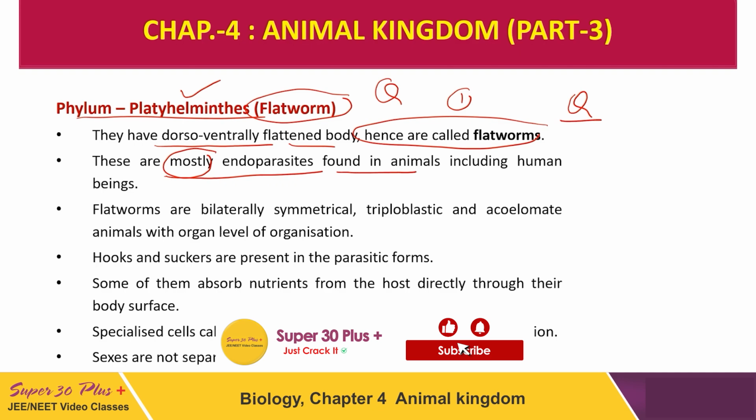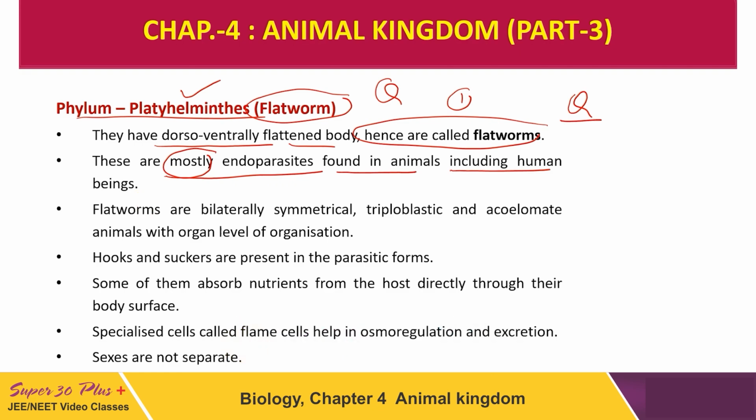Endoparasites are found in plants, found in animals, even in human beings. Oh my God. You know, liver fluke, tapeworm, they live in our intestine. These are endoparasites in our body. That may be inside your body, maybe inside my body also, right? Then flatworms are bilaterally symmetrical.